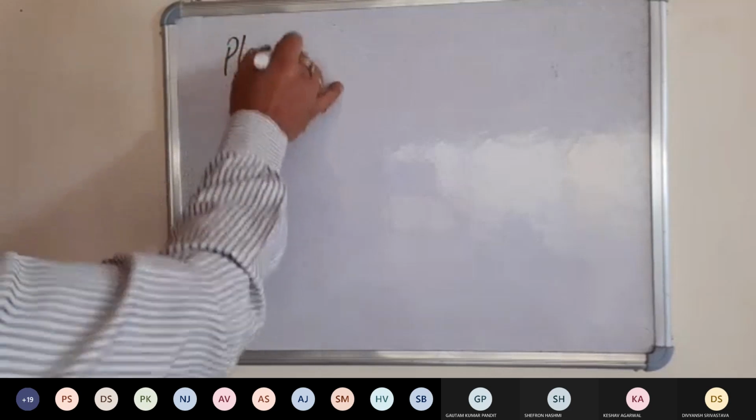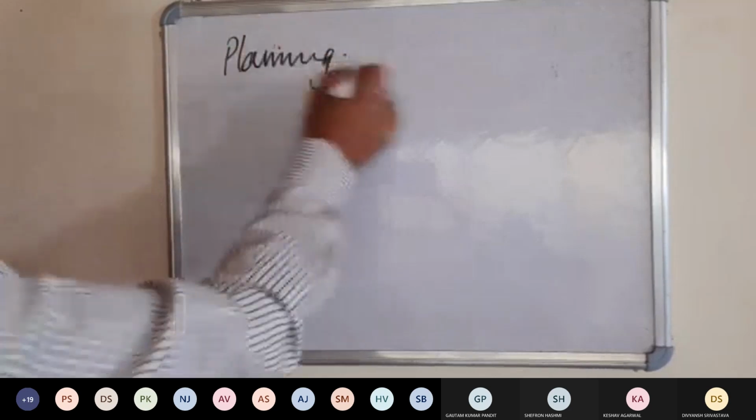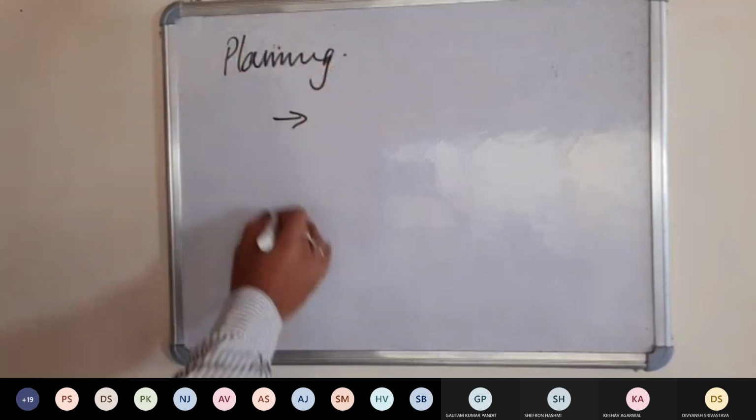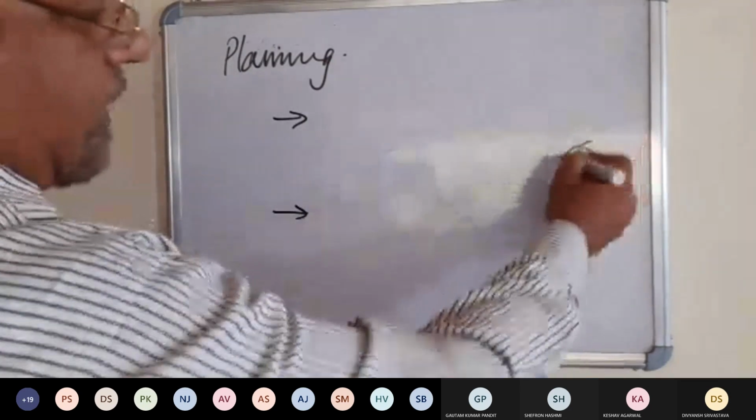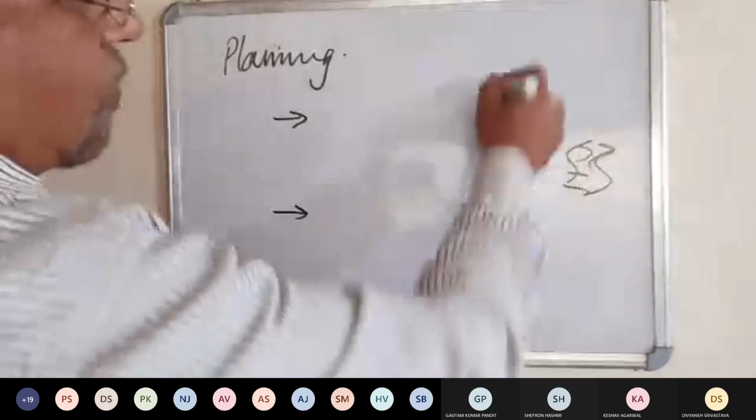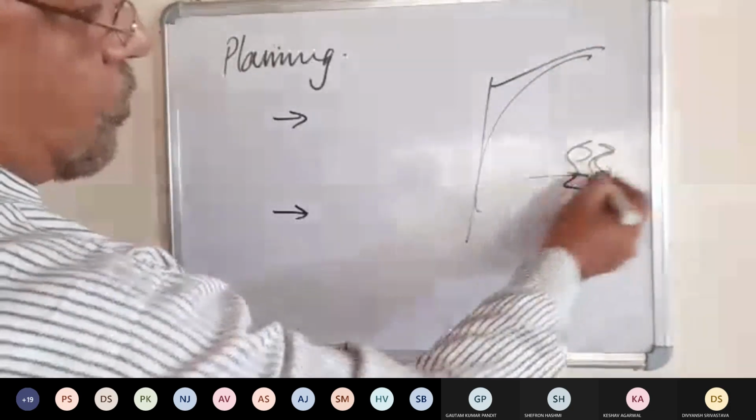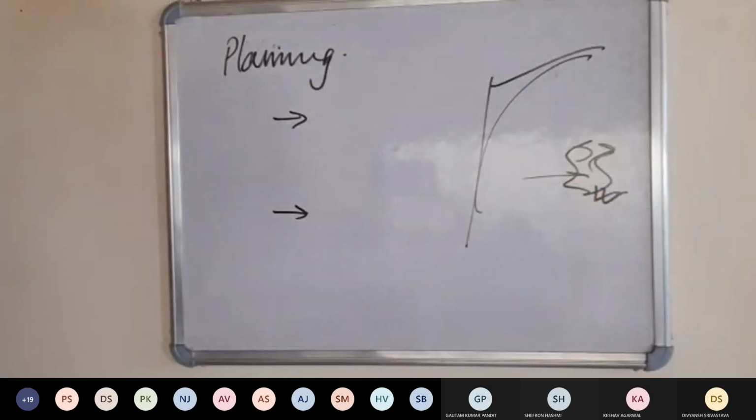Planning of the turn can be in 2 situations. When you have to plan the turn, there may be a radar object around which you are turning. You have some object and around which you are turning. So you have a radar conspicuous object which you can see on the radar.